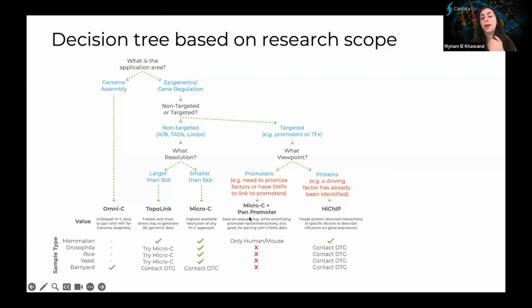So the microC and pan-promoter would allow you to get interactions that are specific with your regions of interest. In this case, you're asking, what is linked to those promoter sites in my sample? So, hopefully this will help you identify the right assay for you based on the question that you're asking.